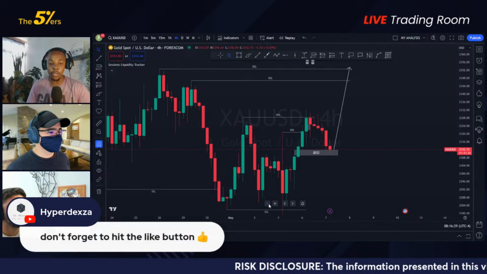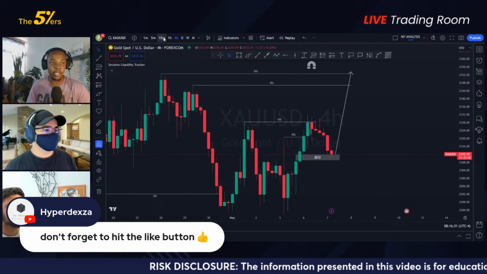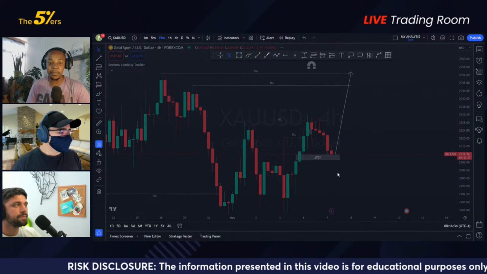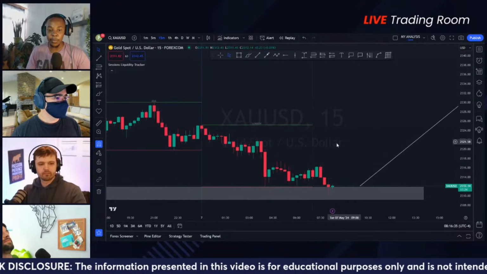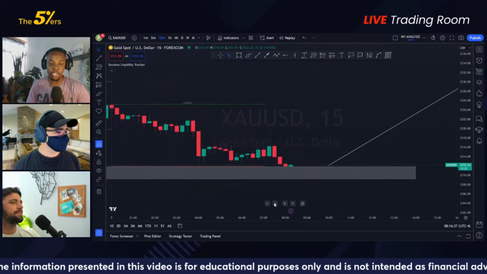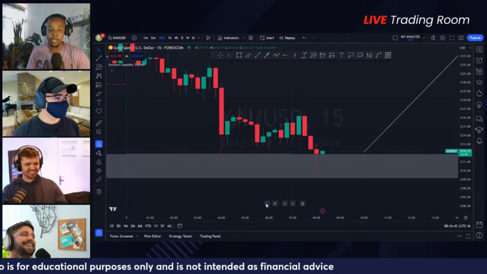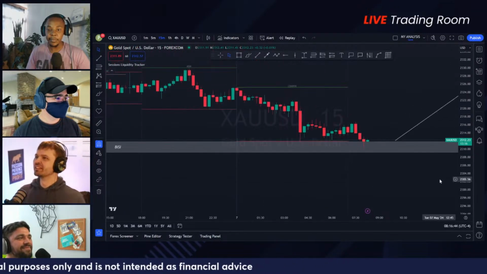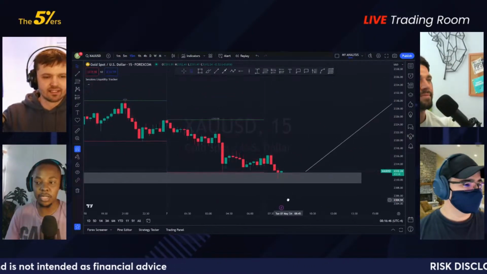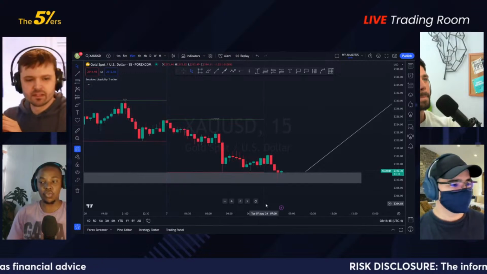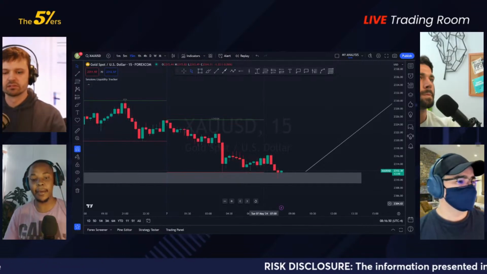What I'm doing with this is currently waiting for an entry on the 15-minute. I'm waiting for a market structure shift with a fair value gap. Once that fair value gap is rebalanced, that's when I'll consider taking that trade from there.